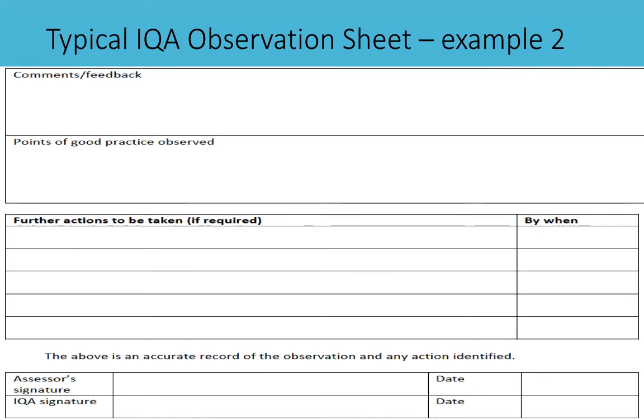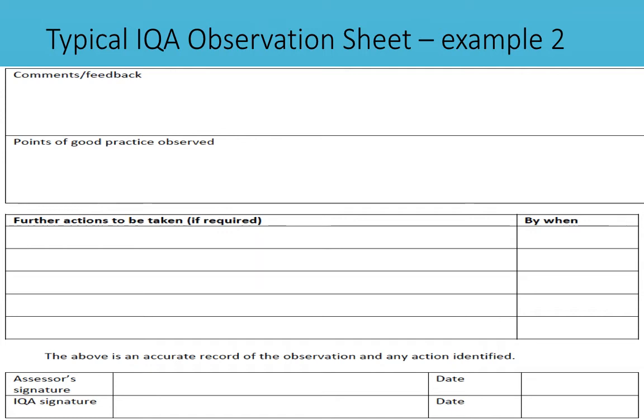Now this is a typical bottom part of this same form, where the IQA is giving their feedback, highlighting areas of good practice. They may have some actions that need to be taken or points for development that need to be observed. This feedback is given in writing, as in this document, but in best practice would also be given verbally, and then everybody can sign at the bottom to say that the feedback has been given and received.